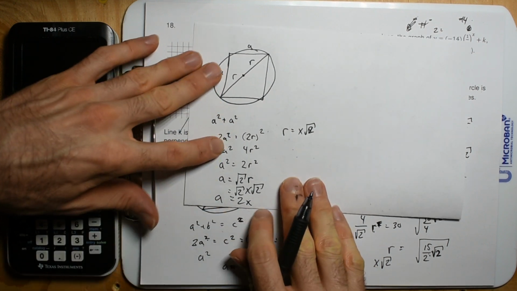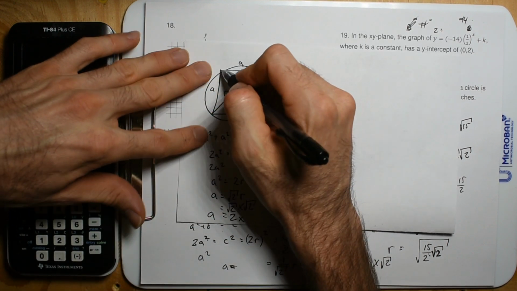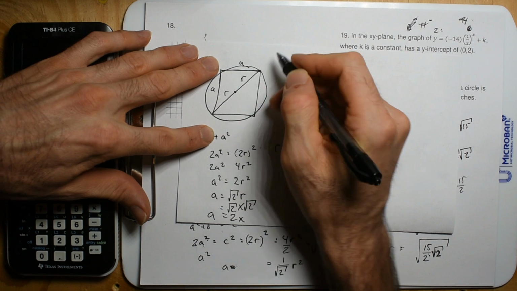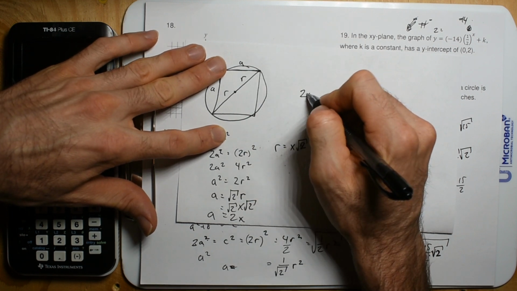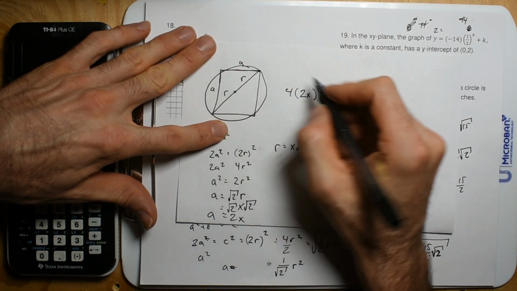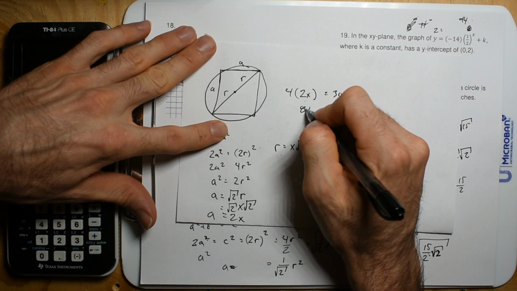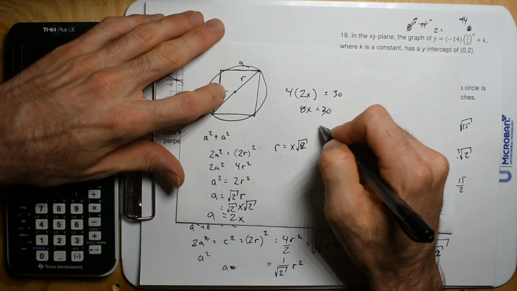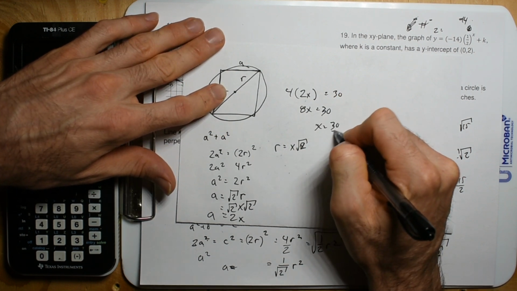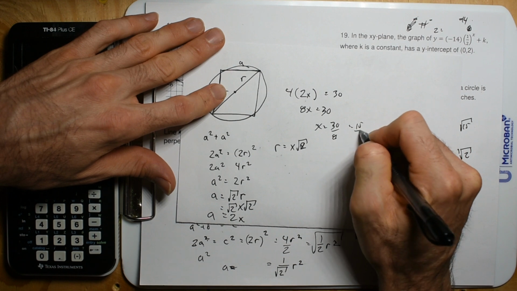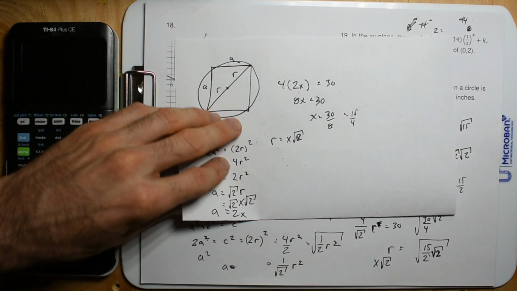So at least let's double check our answer. That's going to be 2x, and times 4 of those is going to be 30. So we have 8x is equal to 30, and then x is equal to 30 divided by 8. That's going to be 15/4. Sweet. So we double checked it there.